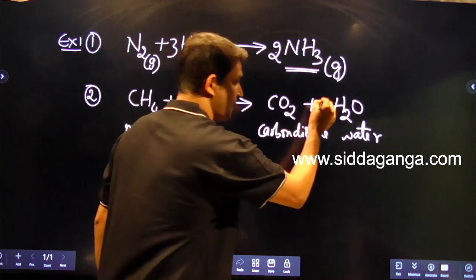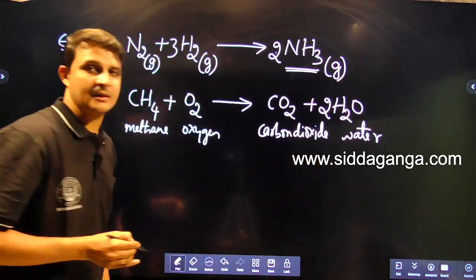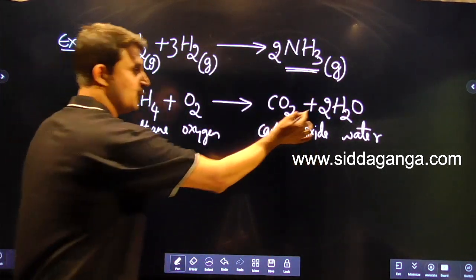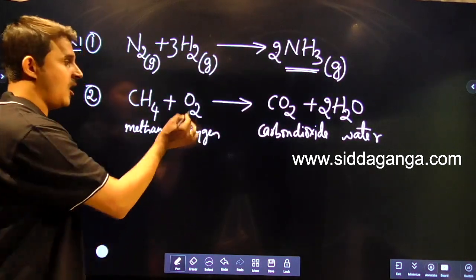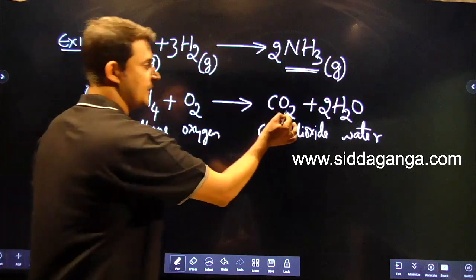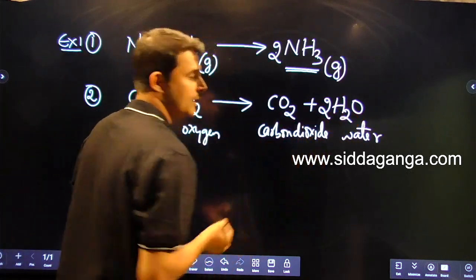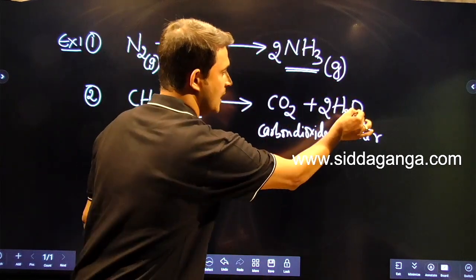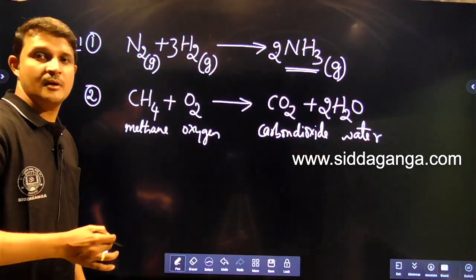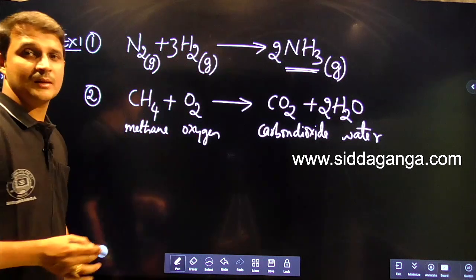So let's balance it by multiplying it with 2. Right? 2 into 2, how many? 4 atoms of hydrogen. Now we have to balance oxygen. Here it is 2 and here also 2. 2 plus 2, 4 oxygen atoms. So this is 2 and 2, 4 atoms of oxygen. Here there are only 2 atoms.